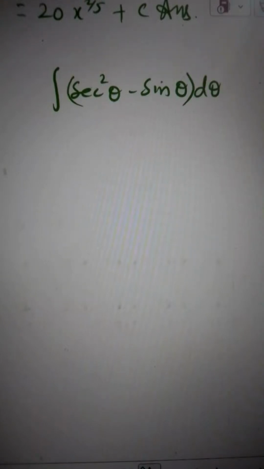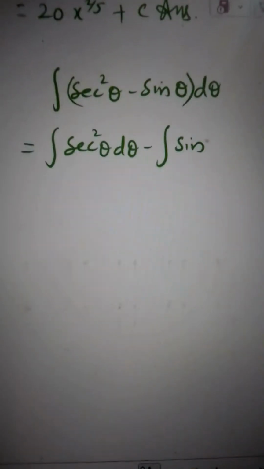Let us try a trigonometric form, which has not been part of our discussion today. So here is the integral of secant square theta minus sine theta d theta. So how will you integrate this form? As we know, we can separate the integration symbol or the operator to both of these functions, whether added or subtracted. So we are doing it now.